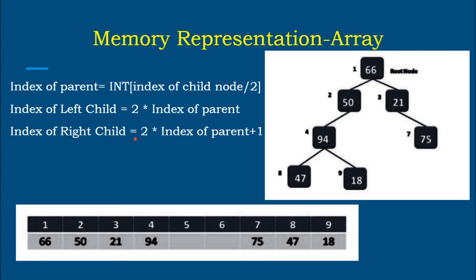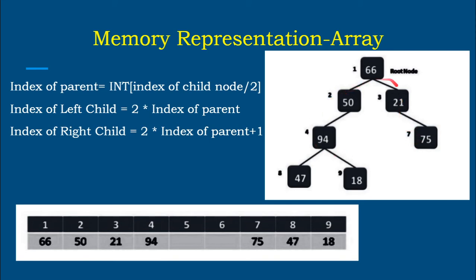Index of right child is equal to 2 into index of parent plus 1. For example, if I want to find out the index of this node 75, how to get the node? The parent of this node is 21, which is the third location. So the index of right child is equal to 2 into index of parent plus 1. So for this 75, the parent index is 3, into 2 is 6, plus 1 is 7. So the right child of 21 is stored in the 7th location.